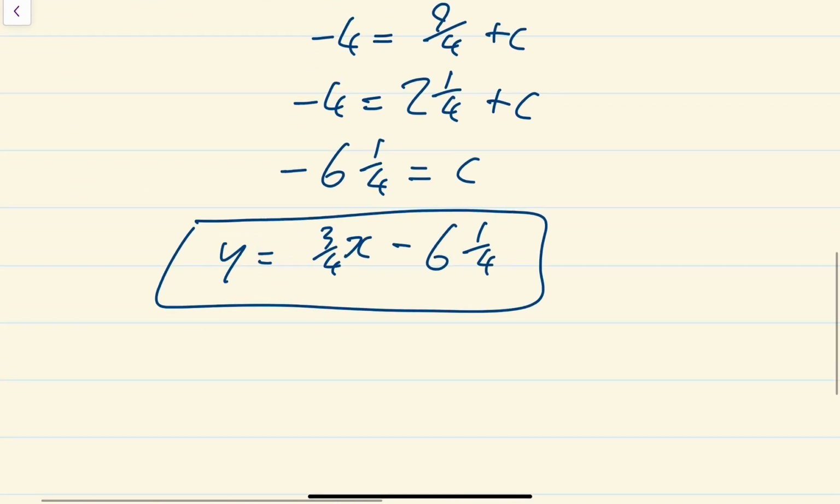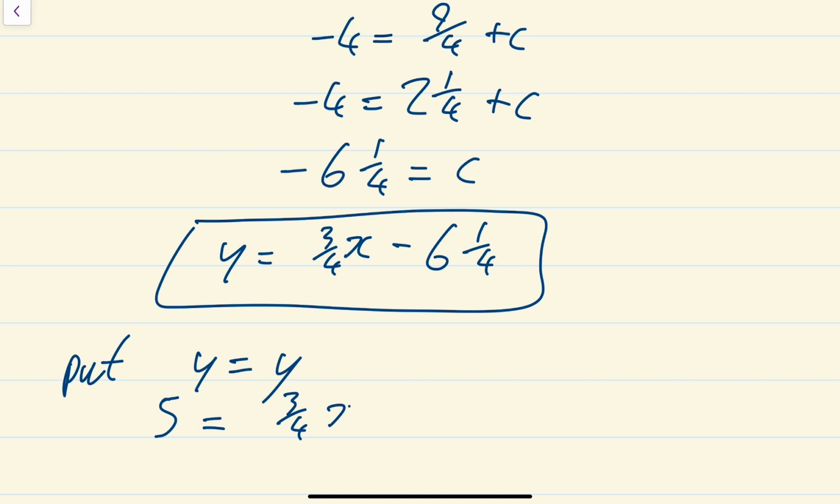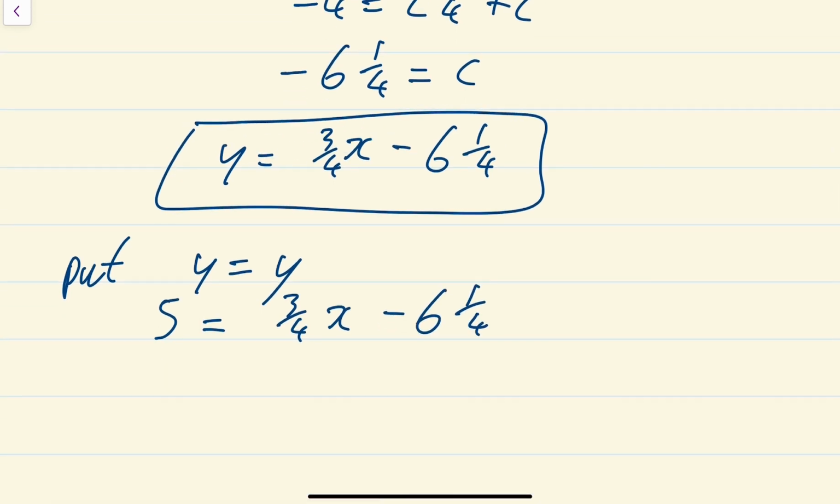So what you want to do is just put those two equations equal, so put y equal to y. One of your y's was 5. The other one was 3 over 4 x minus 6 and 1/4. And then you want to see where they meet, so you want to bring all the stuff to one side. That's going to be 11 and 1/4 is equal to 3/4 x.